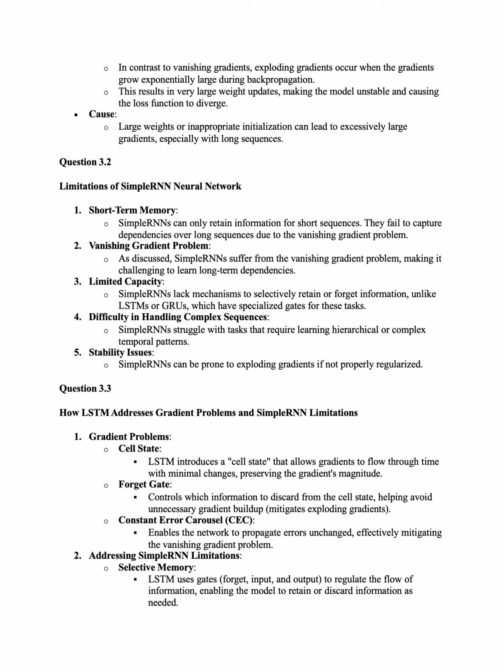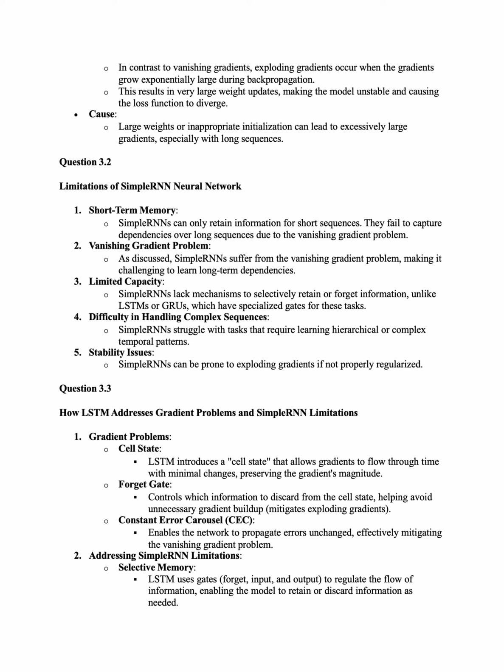Vanishing gradient problem: as discussed, simple RNNs suffer from the vanishing gradient problem, making it challenging to learn long-term dependencies. Limited capacity: simple RNNs lack mechanisms to selectively retain or forget information, unlike LSTMs and GRUs, which have specialized gates for these tasks. Stability issues: simple RNNs can be prone to exploding gradients if not properly regularized. Difficulty in handling complex sequences: simple RNNs struggle with tasks that require learning hierarchical or complex temporal patterns.